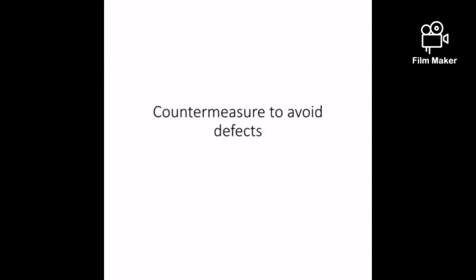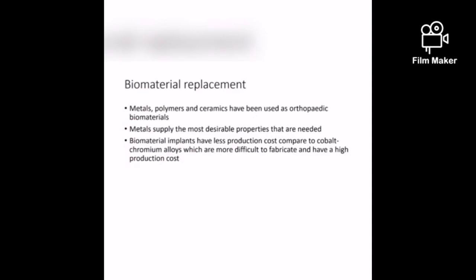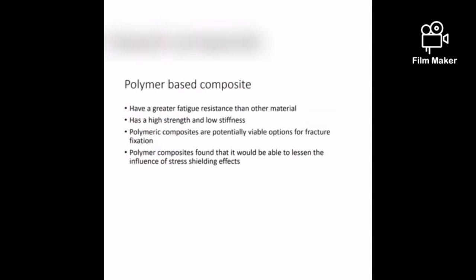So, what are the countermeasures to avoid this defect? It is by using biomaterial replacements. Metals, polymers, and ceramics can be used as orthopedic biomaterials, as these have a lower production cost compared to cobalt chromium alloy or titanium alloy, which are much more difficult to fabricate and have a higher production cost. Furthermore, polymer-based composites have greater fatigue resistance than other materials and also have high strength and low stiffness.